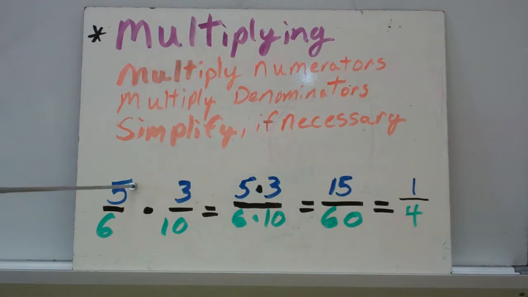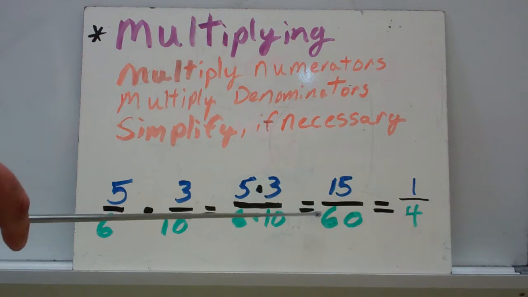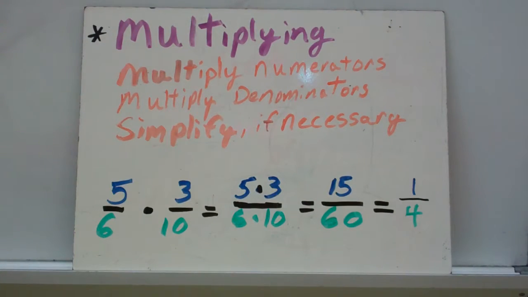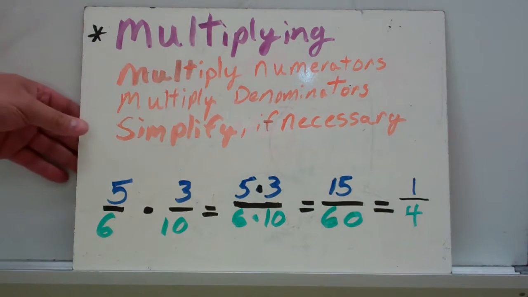So we're going to multiply straight across here. 5 times 3 and then 6 times 10. We will end up with 15 over 60, and we can reduce 15 over 60 to 1/4.